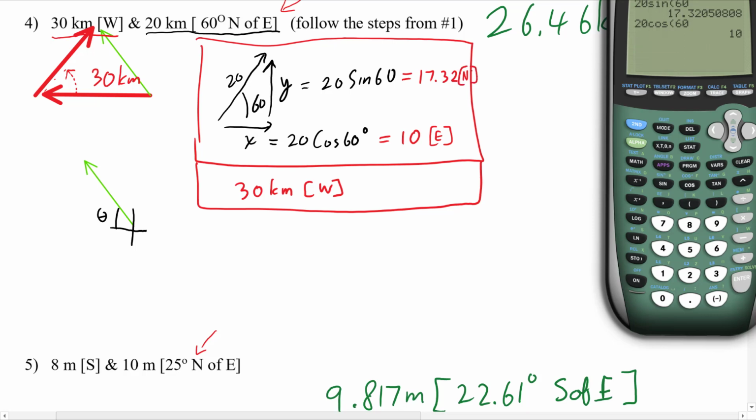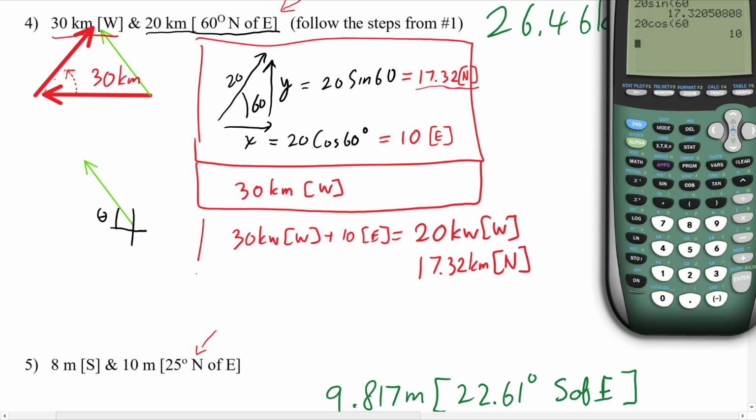So we now have to combine them together. So how do we combine them together? Well, we add the east and the west together. So we'll take the 30 kilometers west plus the 10 kilometers east, and we're going to get an answer of 20 kilometers west. And we're going to also take the north component, and there's only one north component in this one, and that's the 17.32. So there's a 17.32 kilometers north.